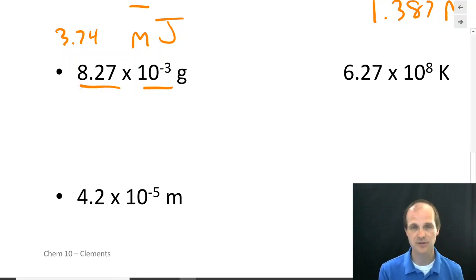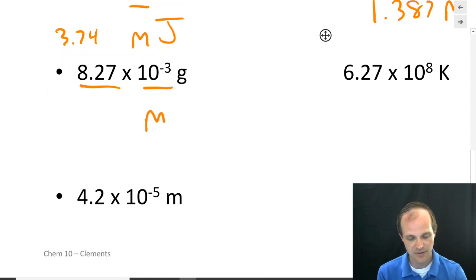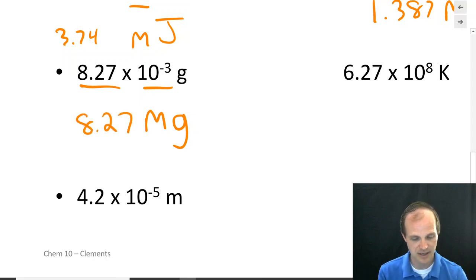8.27 times 10 to the minus third gram. This is the easiest so far. We already gave it to you in scientific notation. This one's already in a unit that we know exists. It's milligrams. This is 8.27 milligrams. Now, notice my handwriting. My handwriting is not great. I can't tell whether this is a lowercase m or a capital M the way I wrote it.